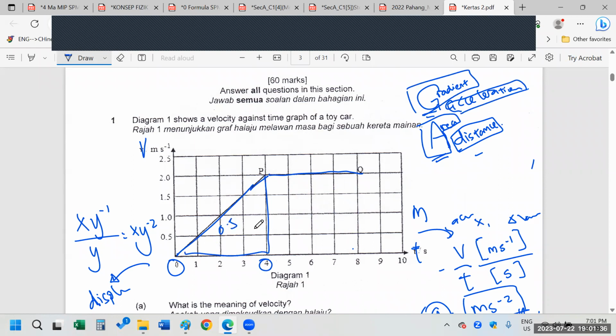Now get it? Just before you learn this again in maths and admaths, remember for a VT graph, you use GAAD. Gradient is acceleration, area is distance.